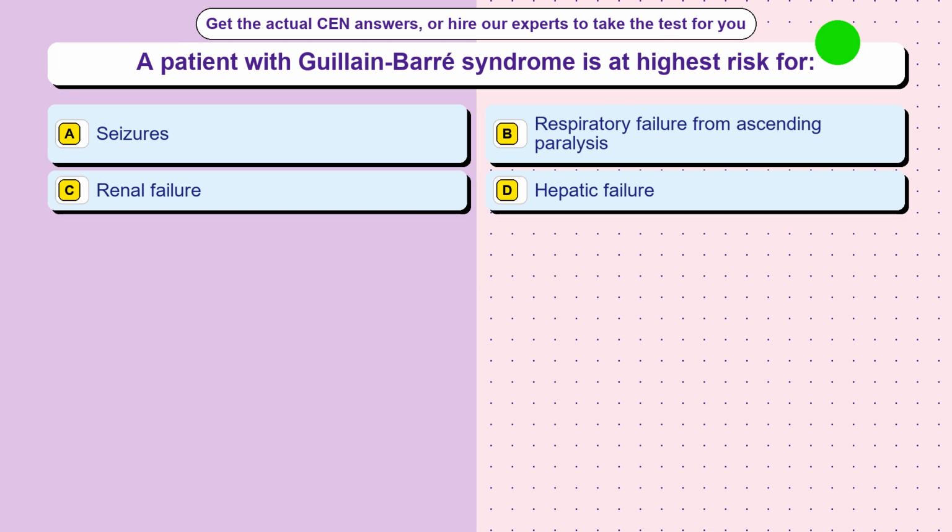Question 85. A patient with Guillain-Barré syndrome is at highest risk for: Option A, seizures. Option B, respiratory failure from ascending paralysis. Option C, renal failure. Option D, hepatic failure.